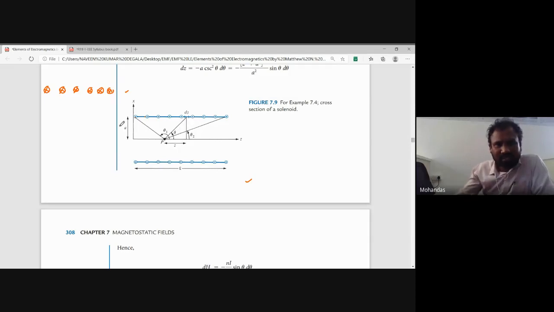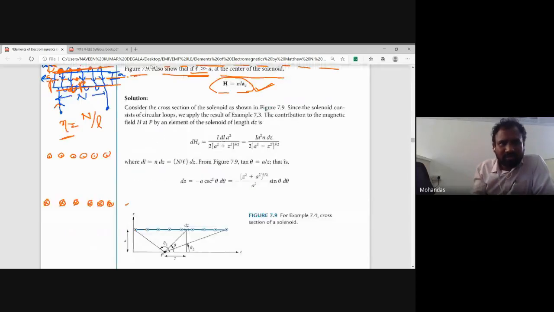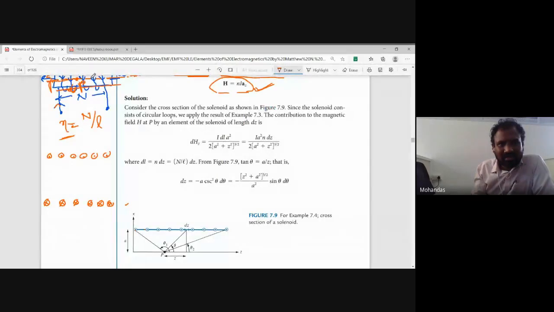And where does the field point exist here? On the axis of the loop. This is the axis of the loop. Somewhere the point P is here. This is the point P, where the magnetic field intensity is to be calculated.